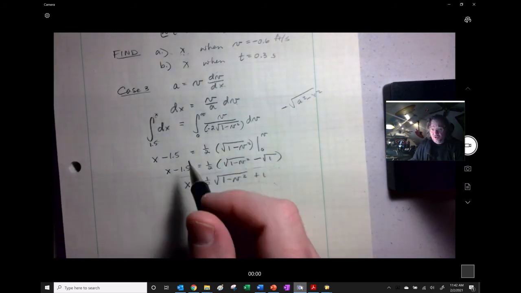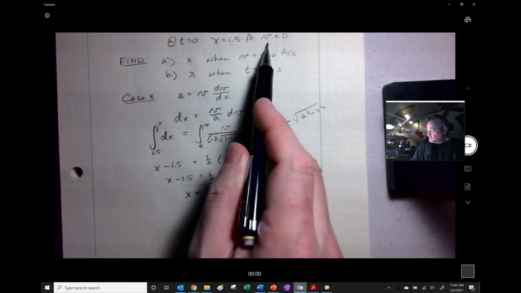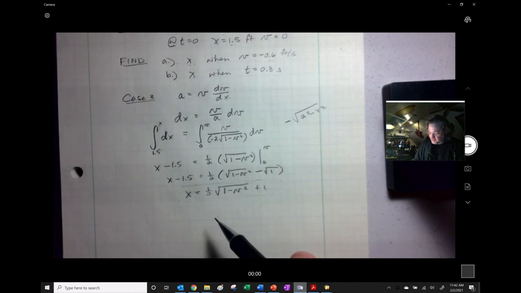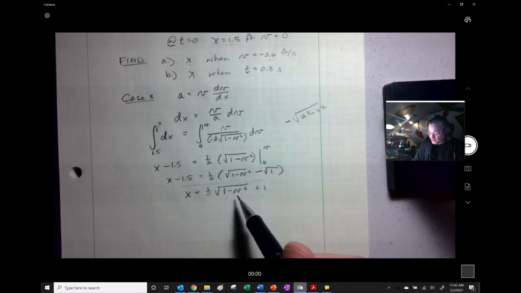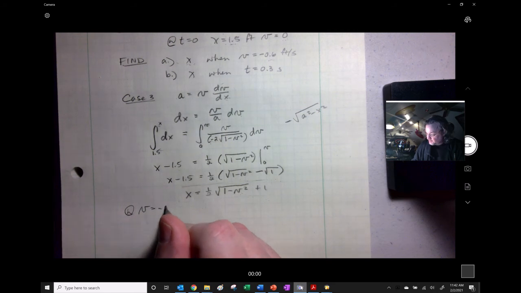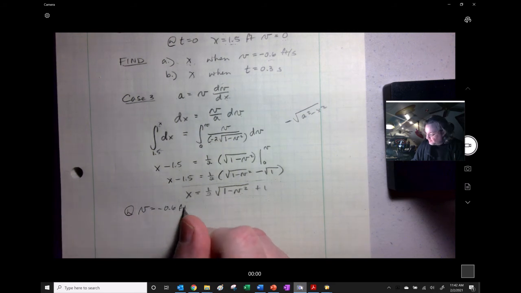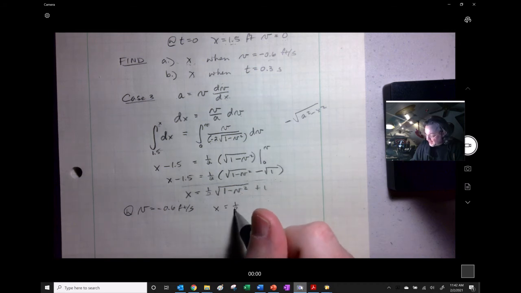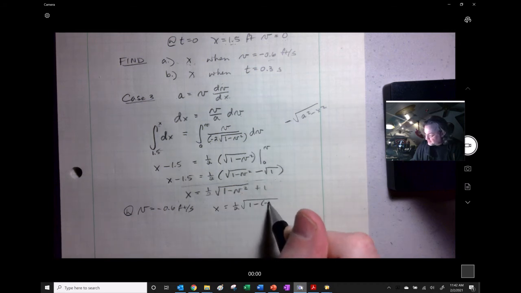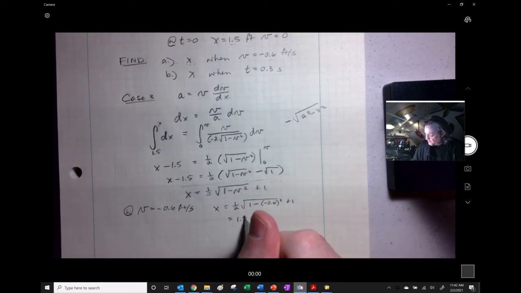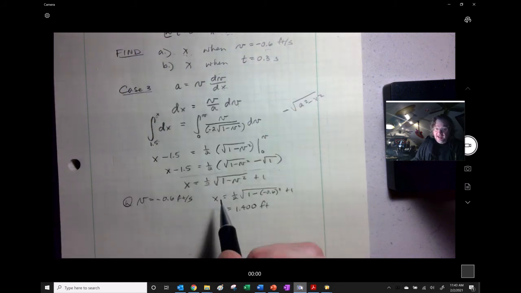So anyway, for part A, all we have to do is stick in negative 0.6, which didn't even matter that it was negative because it's going to be squared right in here. So at v equal to negative 0.6 feet per second, x is equal to 1/2 square root of 1 minus negative 0.6 squared plus 1. That ends up being 1.400 feet, and that's going to be the answer to part A.